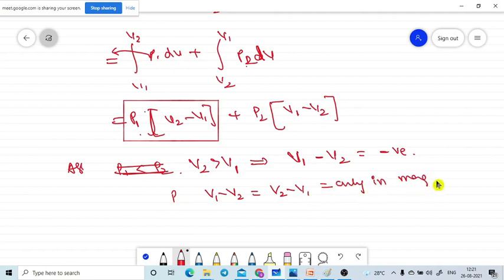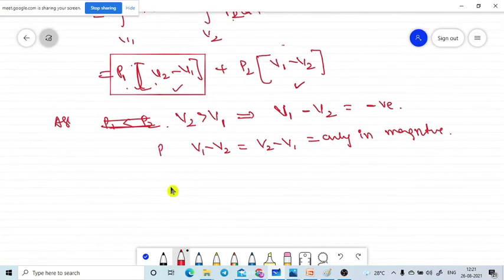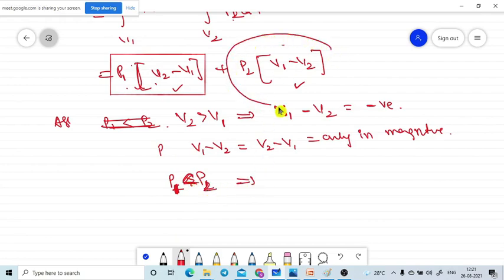That means I am not discussing the signs, I am just taking the value. So these values are the same, but this value will be negative and this value will be positive. But one more condition is there: P1 is lesser than P2. That means this total value, only magnitude I am taking, will be a higher value as compared to P1 into V2 minus V1.